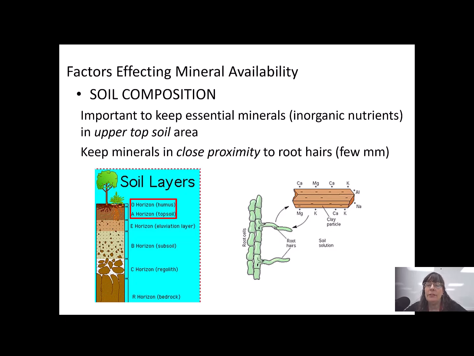Okay, so what determines what minerals are available? Well, the soil does, of course. So it's important to keep essential minerals that are inorganic nutrients in the upper topsoil. So they have to be in close proximity to those root hairs. Remember, the root hairs are what absorb things. Soil actually has horizons, they're called, and that's just the different layers of soil. So the humus and the topsoil, or the O and A horizons, are the two that plants really have access to.